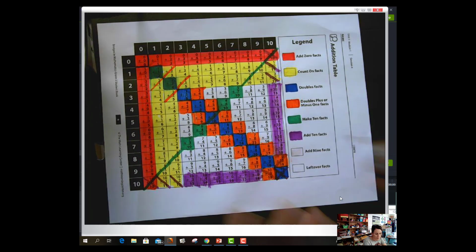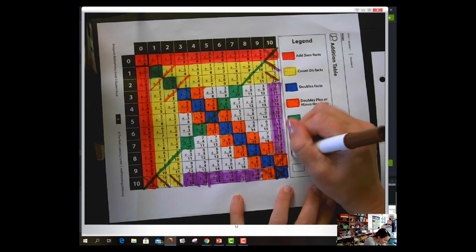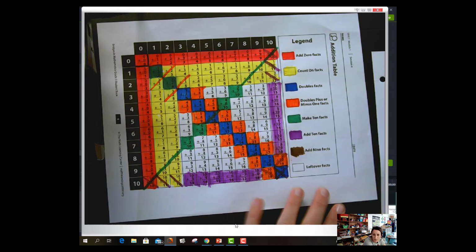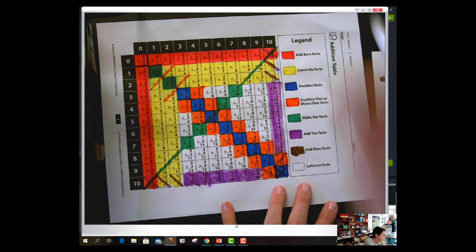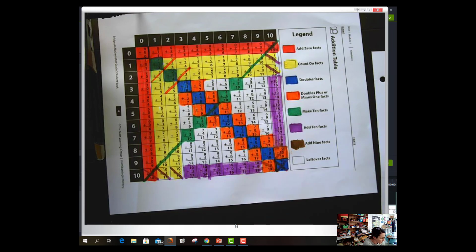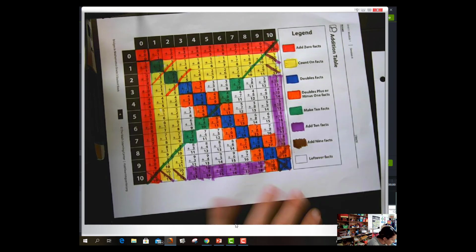My marker's dead. Gotta go. Okay, try this again. Color in the add 9 facts brown in the legend. And then we're going to go down the 9, across the 9 row and down the 9 column and color in all of our 9 facts.